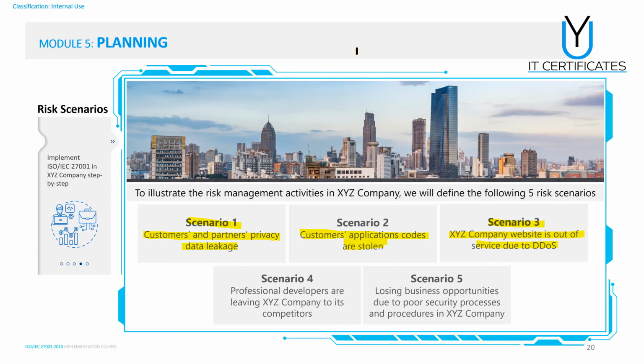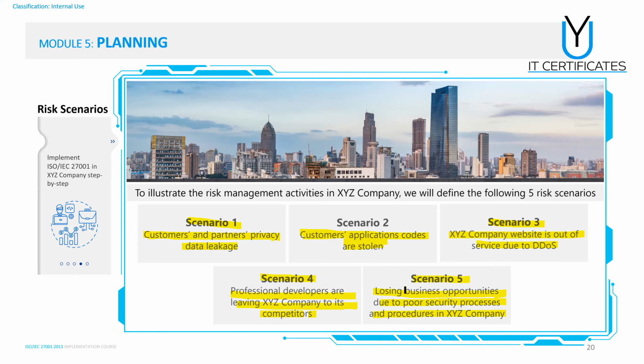Okay, so denial of service, that's scenario number 3, that the XYZ company website is out of service due to denial of service. Okay, scenario number 4, that the professional developers are leaving XYZ company for its competitor. This is another risk, number 4. Finally, risk number 5, that losing business opportunities due to poor security processes and procedures in XYZ company.